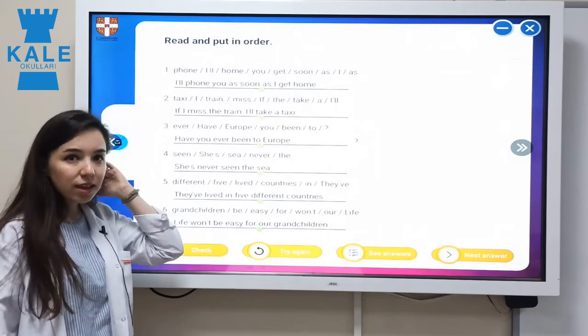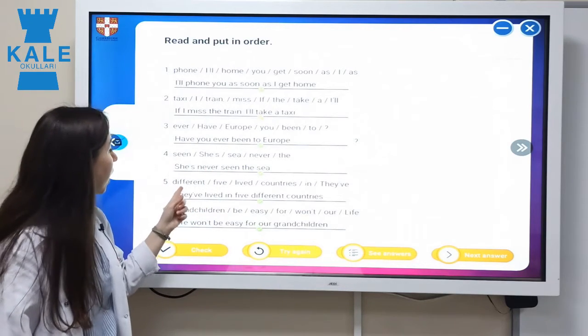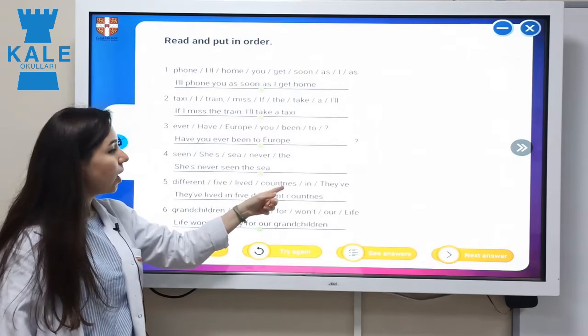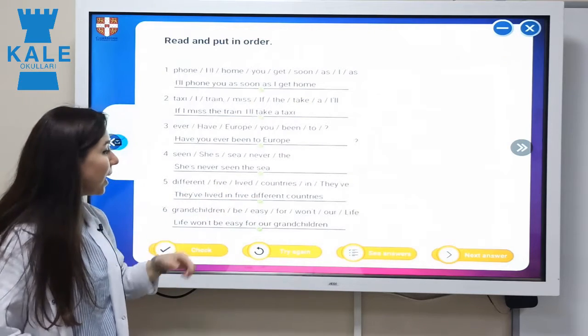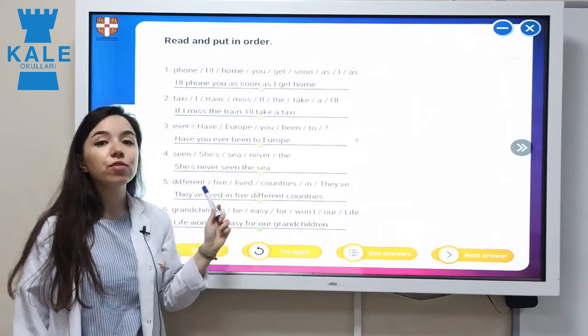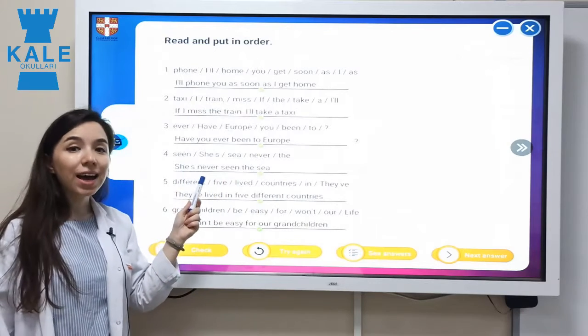She has never seen the sea. So, they have lived in 5 different countries. They have lived in 5 different countries. Here we use has. Why?